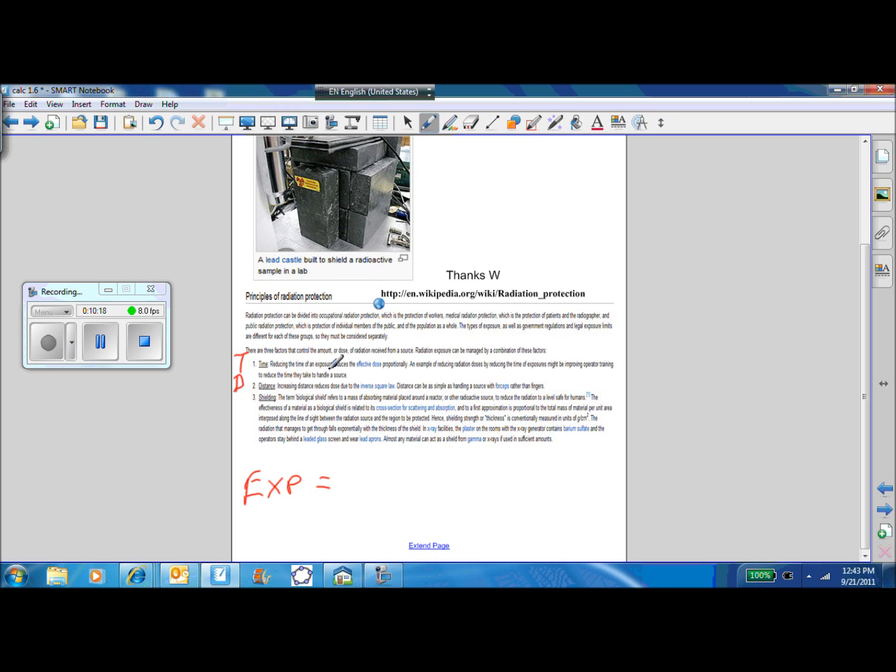It says in here, reducing the time reduces the effective dose proportionally. So that implies a direct proportion. So we're going to be directly proportional to time, so k times t. But increasing distance reduces the dose by the inverse square law. So it's inversely proportional to the square of the distance. So there you go. Now shielding, we'll have to learn more about exponential decreases and so forth, so that we can incorporate shielding in this.